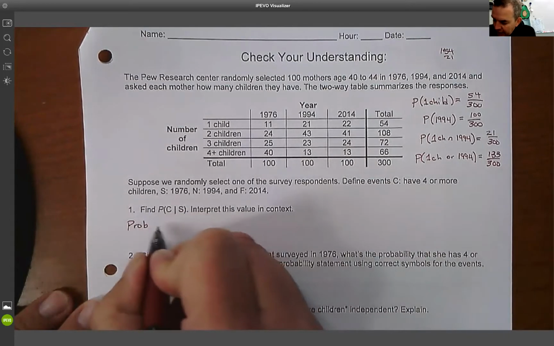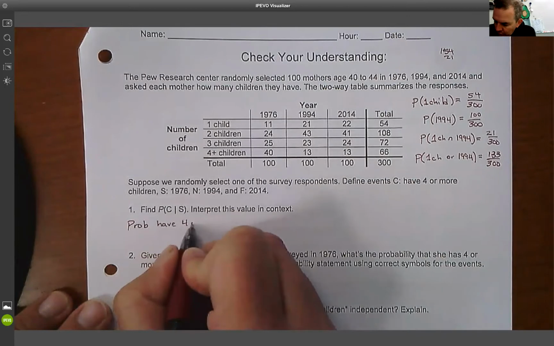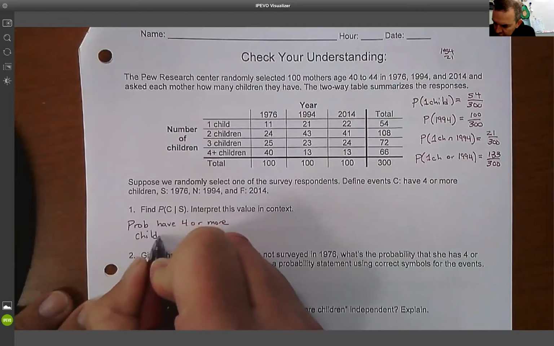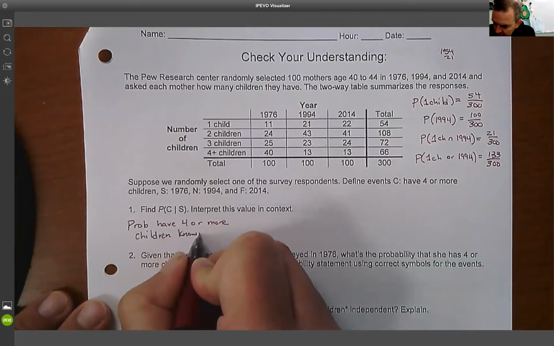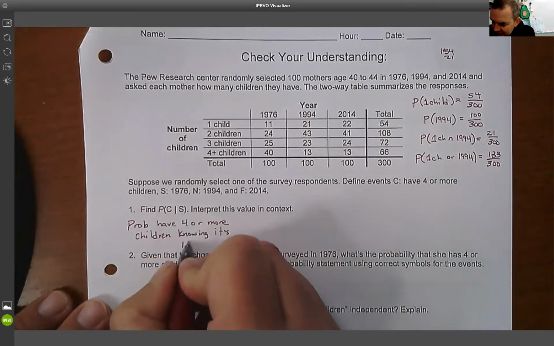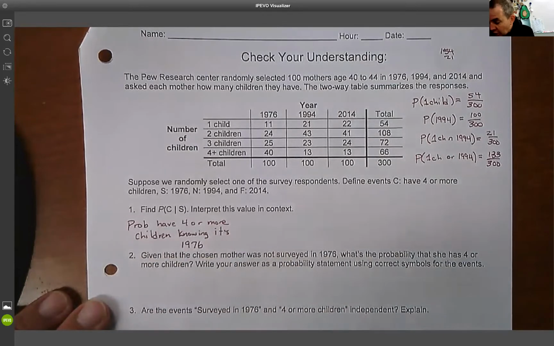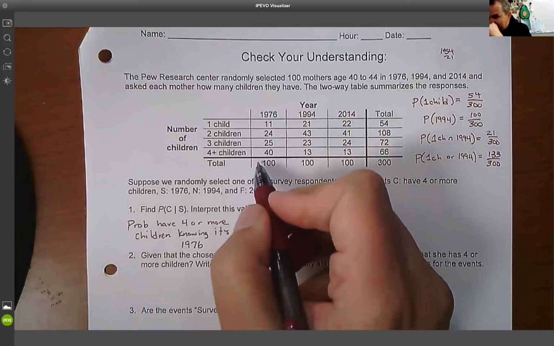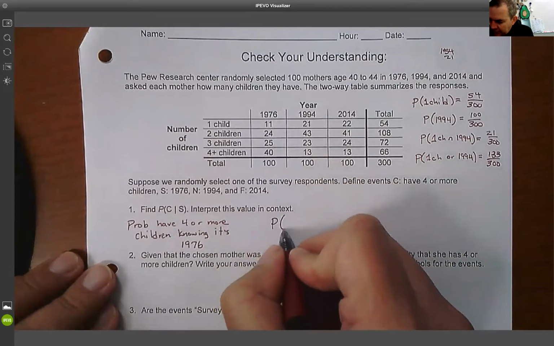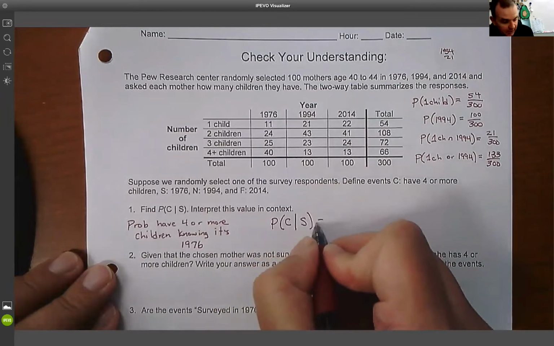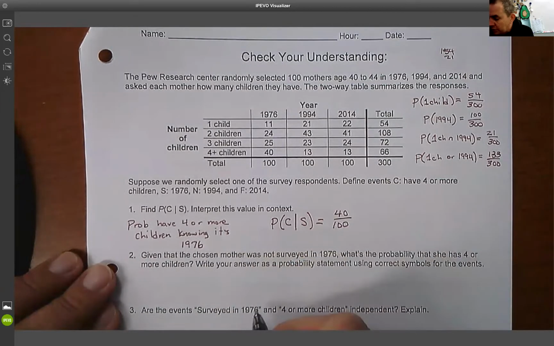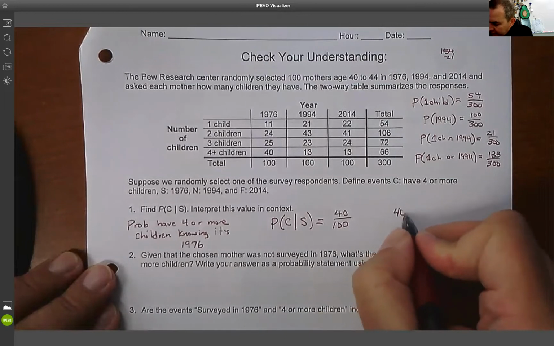What is the probability of having 4 or more children, knowing it's S, and in this case, S is 1976. So this is saying, I know we're in 1976. How many families in 1976 had 4 or more children? So in this case, the probability of C given S, that's how you read it, is going to be 40 out of 100.